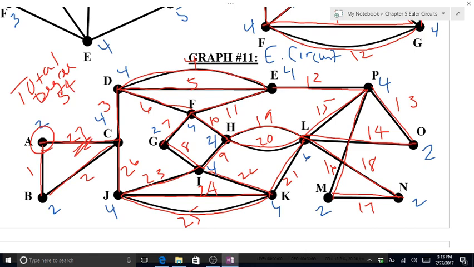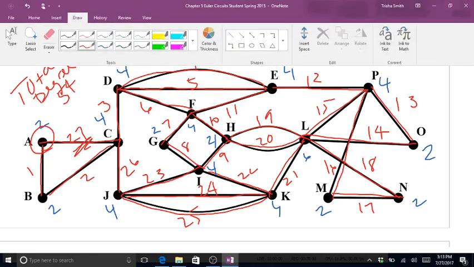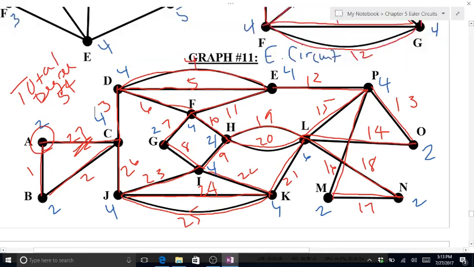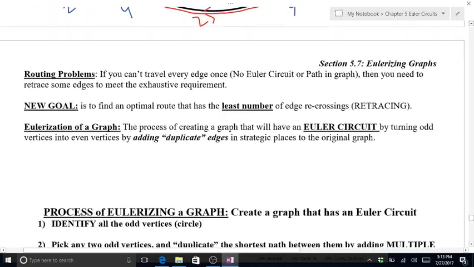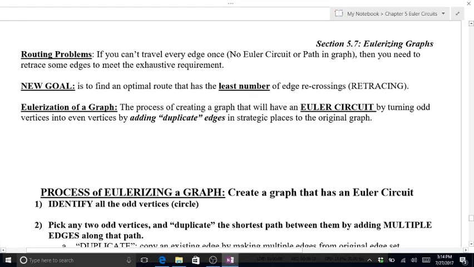Okay. That's it for section 5.6. Okay, in your next lesson, we're going to talk about section 5.7, which is all about Eulerizing or semi-Eulerizing graphs. So we're going to take graphs that are not Euler circuits and make them into Euler circuits, and then we're going to take graphs that are not Euler paths and turn them into Euler paths. I will see you tomorrow.